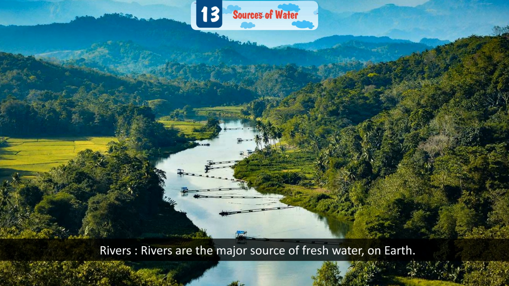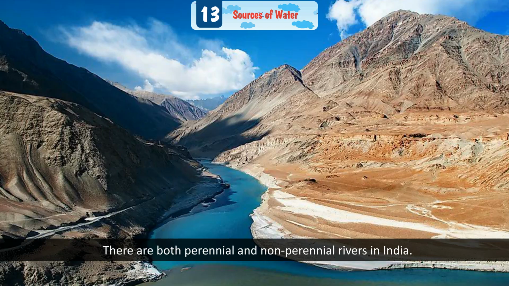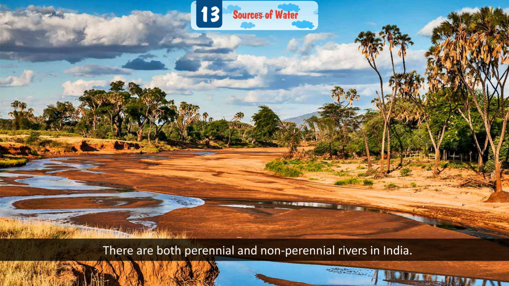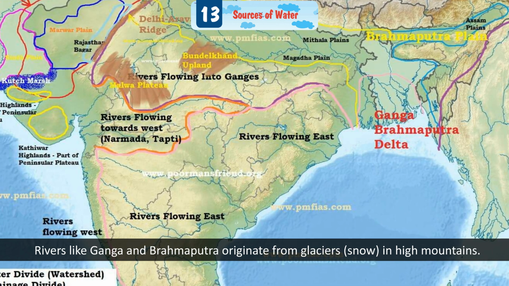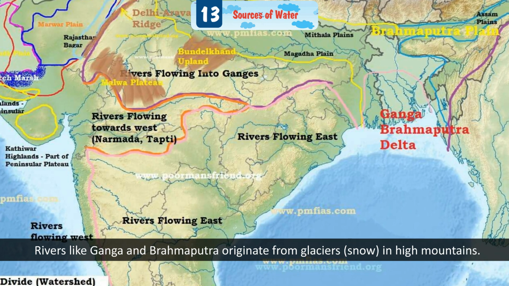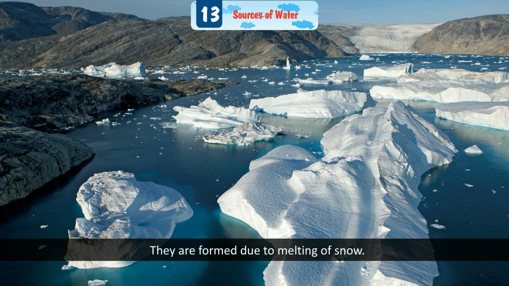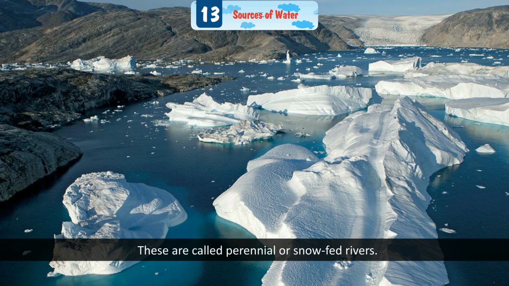Rivers. Rivers are the major source of fresh water on Earth. There are both perennial and non-perennial rivers in India. Rivers like Ganga and Brahmaputra originate from glaciers, snow in high mountains. They are formed due to melting of snow. These are called perennial or snow-fed rivers.